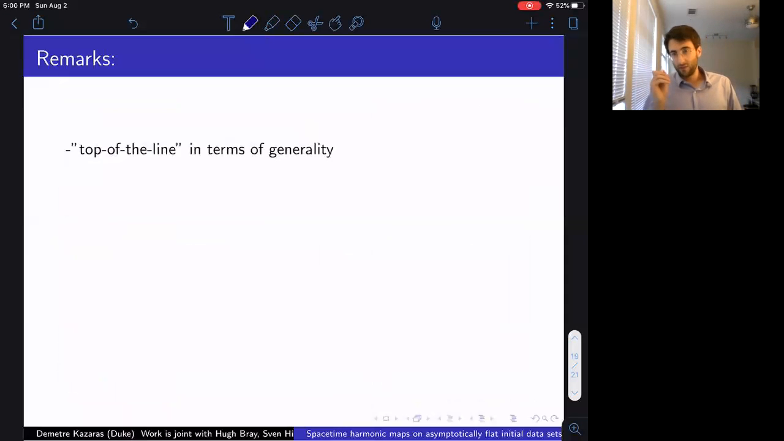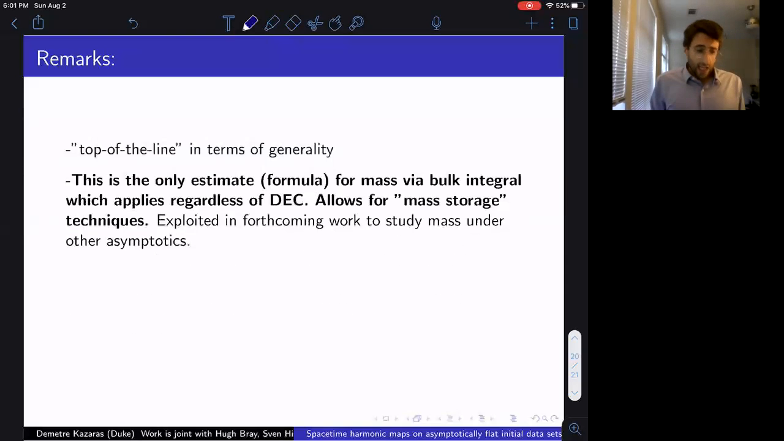Okay, so let me make a couple of comments here. First of all, there are other proofs of the positive mass theorem, but some of them, for instance the original Schoen-Yau proof, required a little bit of extra decay on the second fundamental form than you would necessarily think you need, and our positive mass theorem is top of the line in terms of generality, in terms of the assumptions you need to make on G and K in order to make it work. That's just one comment. It ties Witten for the best positive mass theorem in that dimension.